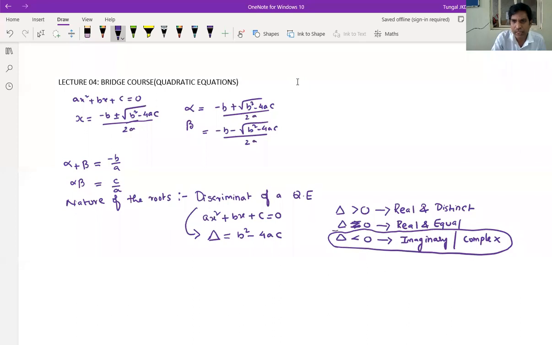So just we will discuss now when the quadratic equation has real and distinct roots, and when the quadratic equation has real and equal roots, how to find them. So this is the nature of the roots. Nature of the roots nothing but it says whether the roots are real, distinct, real, equal, or imaginary. Based on the discriminant we can say.